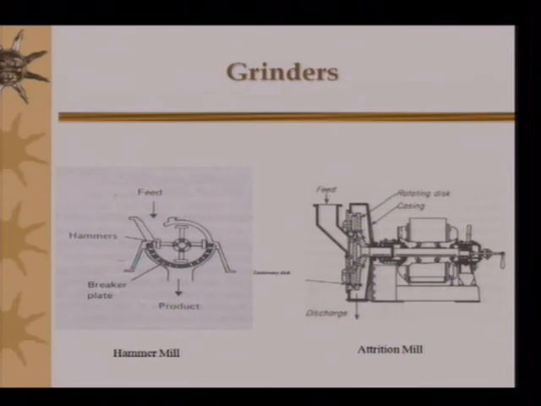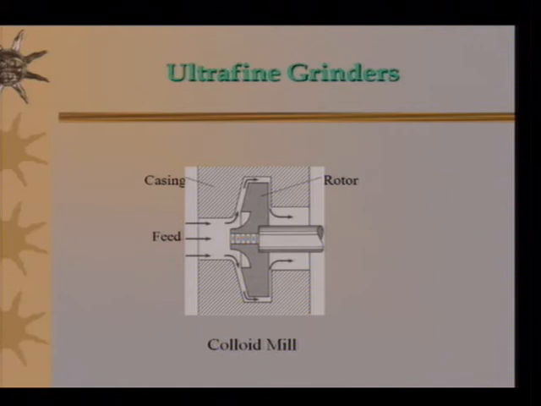Then next we have ultra fine grinders. Wherever ultra fine grinding is needed, it is done here. Normally it is liquid grinding, where syrups, milk and purees can be ground to a finer size. Here the rotor speed is 50 meters per second, and the capacity of these ultra fine grinders is usually less, 2 to 3 liter per minute.